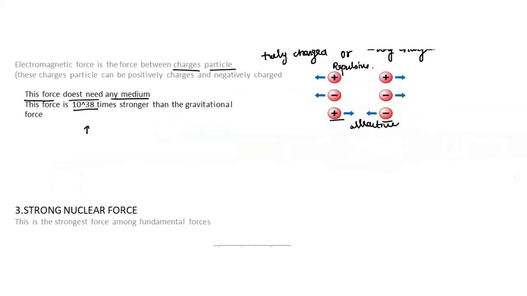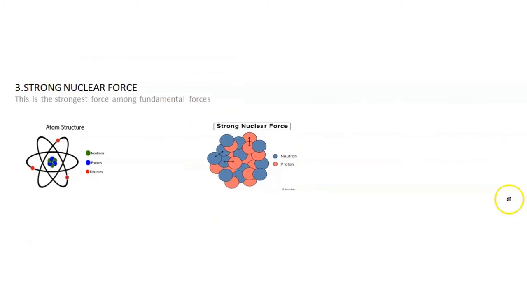Moving on to the third force, that is strong nuclear force. The name of the force itself has the word strong, right? Which indicates that this is the strongest force among the fundamental forces. So which is the weakest force? The weakest force is gravitational force, and the strongest force is strong nuclear force. Also, the name has the word nuclear because this force exerts within the nucleus.